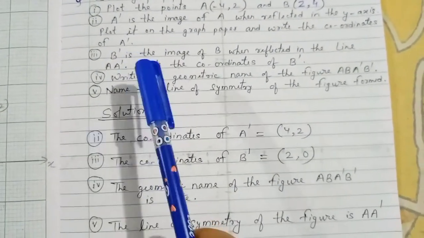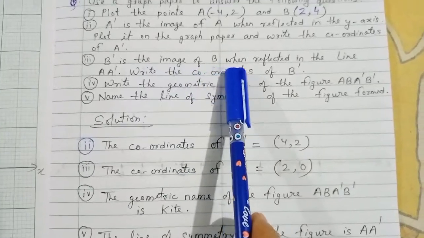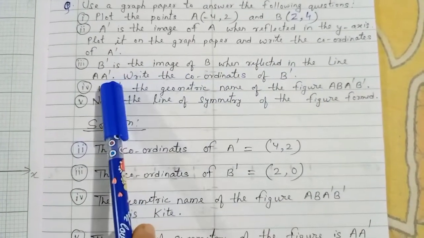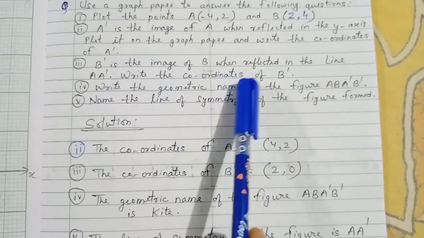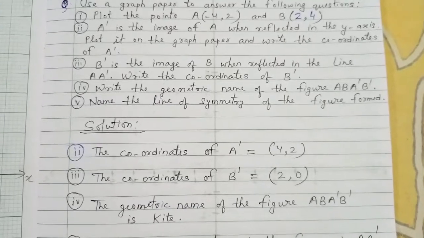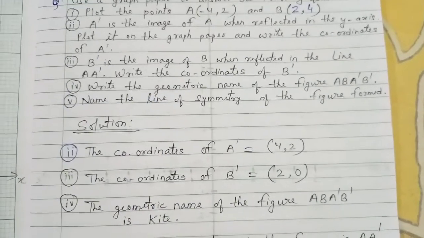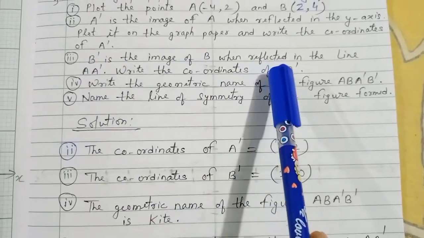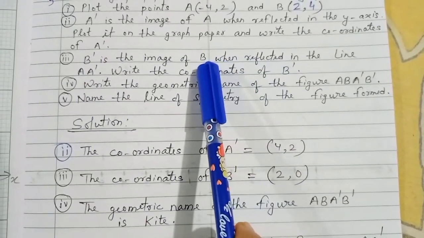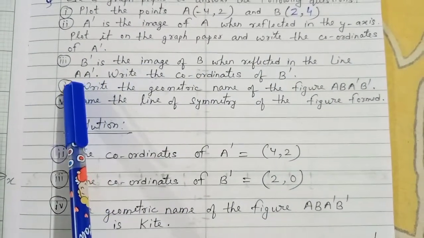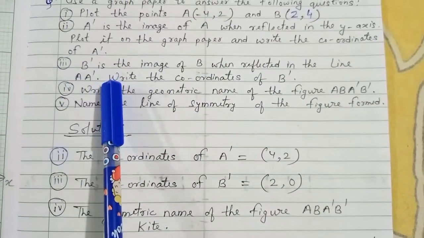Next, number 3. B dash is the image of B when reflected in the line A dash. Write the coordinates of B dash. This is a different thing. Apart from the formula, it is a very different thing. And now B dash will be reflected from B. So B will become B dash. But how to reflect?